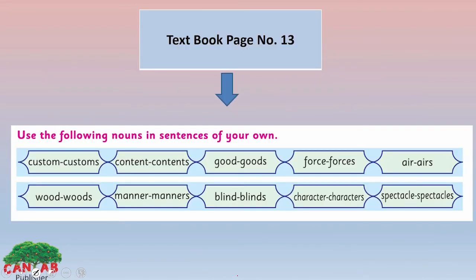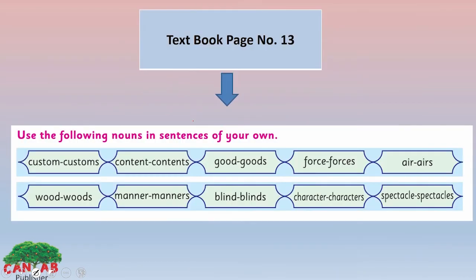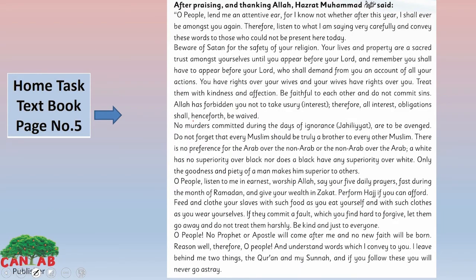Look at page number 13 here. Use the following nouns in sentences of your own. Here on this page, we have the meanings of all the nouns in singular and plural form. What you need to do here on page number 13 is first read all the meanings of these words and use them in your own sentences. Dear students, this is also your home task.